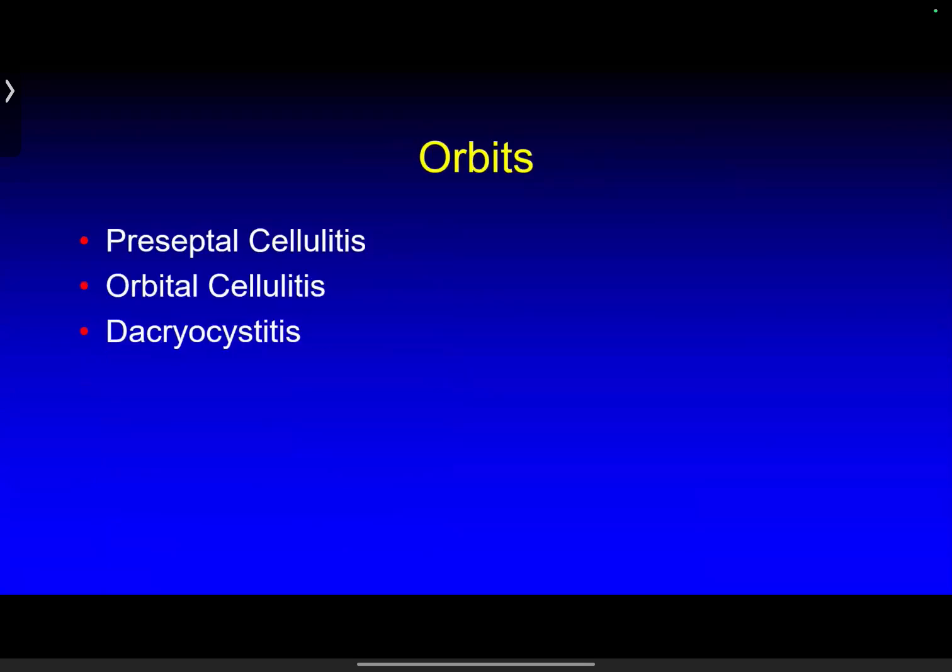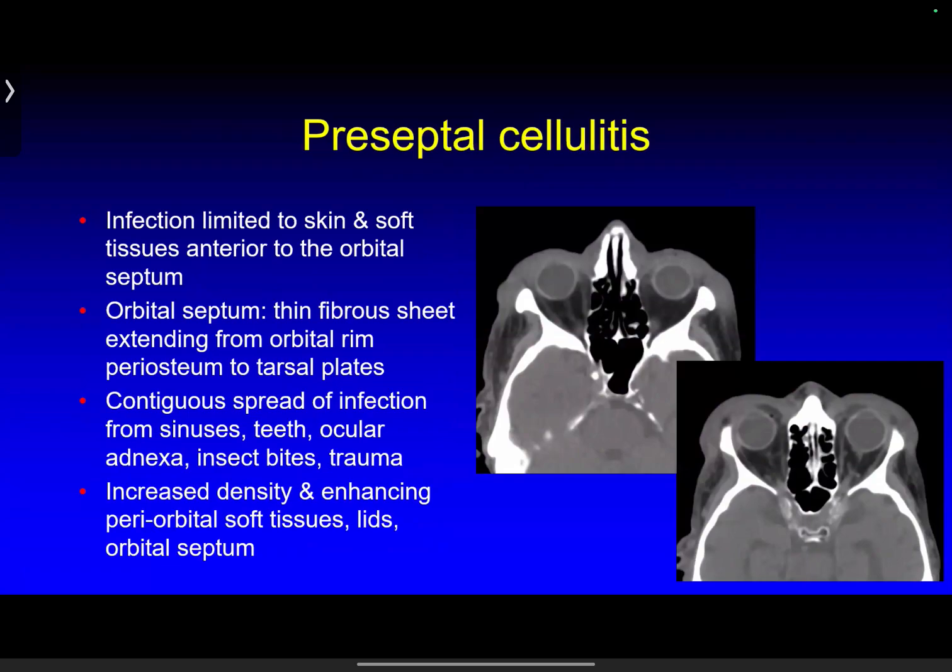Moving on to the orbits. In the orbits, the infection can be limited to the preseptal space, which is called preseptal cellulitis. The infection is limited to the skin and soft tissues anterior to the orbital septum. Now, the orbital septum is a thin fibrous sheet extending from the orbital rim, periosteum, to the tarsal plates. And this serves as a barrier for spread of infection from the soft tissues into the orbit.